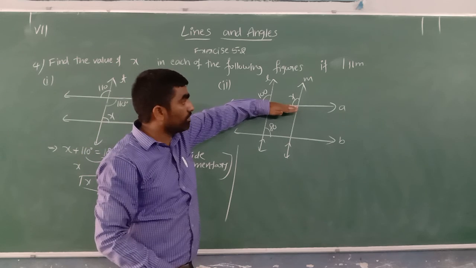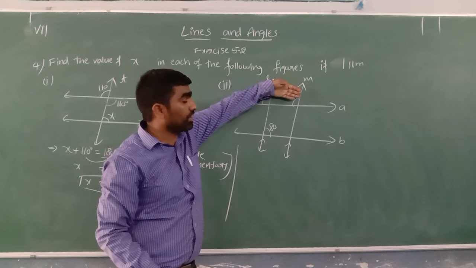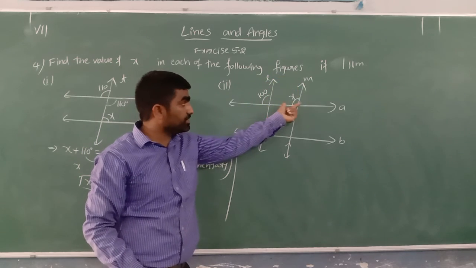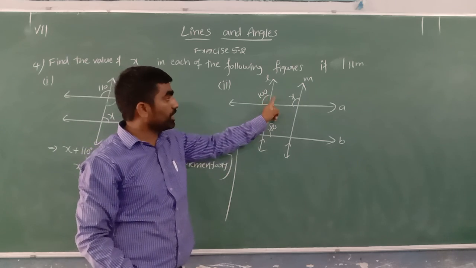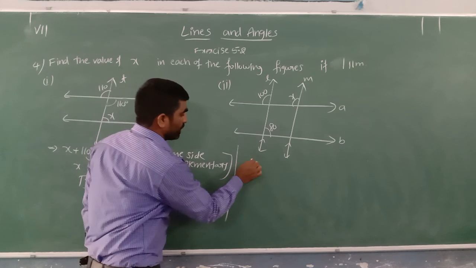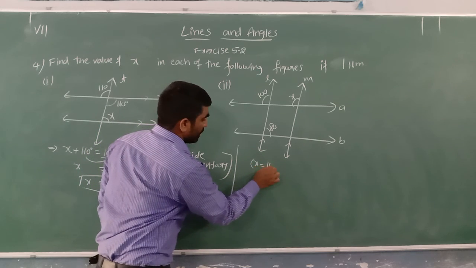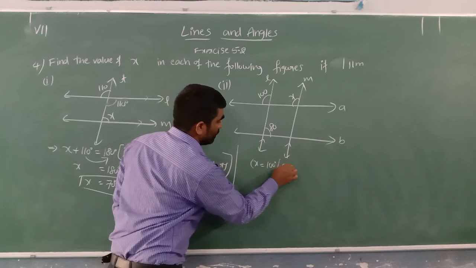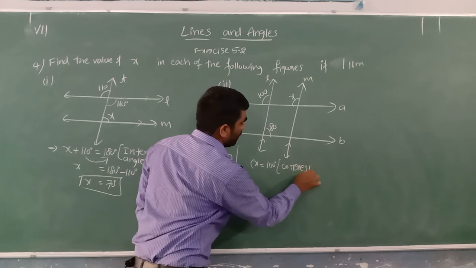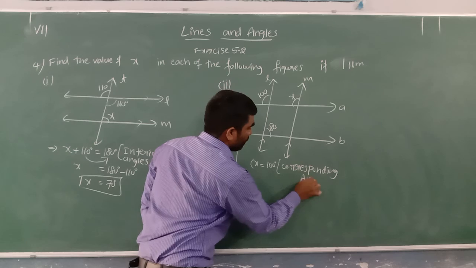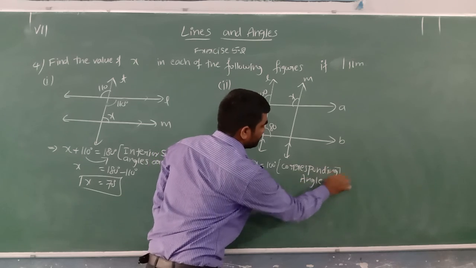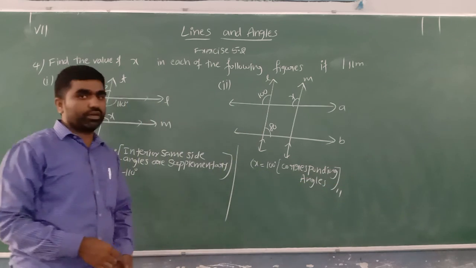Corresponding angles are always on the same side of the transversal. One angle is interior, the other angle is exterior, and they are not side by side angles. So we can write angle x is equal to 100 degrees. What is the reason? Both are corresponding angles. Hope you understood.